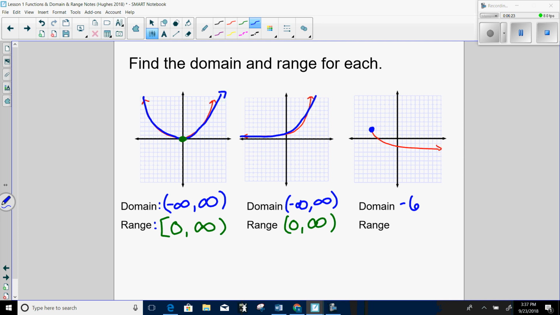So what I do is I look. Notice this is a closed circle. That means it is included. So I want to put the bracket. As my graph goes to the right, is there ever a spot where it is not going to exist to the right? Nope. So it's parentheses.